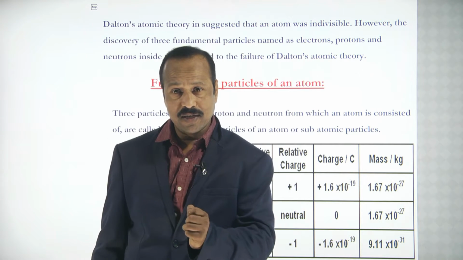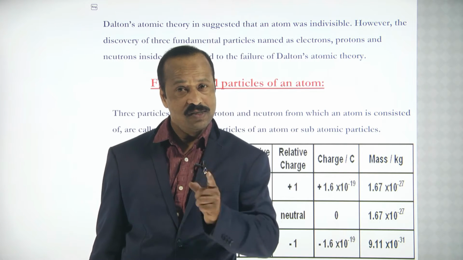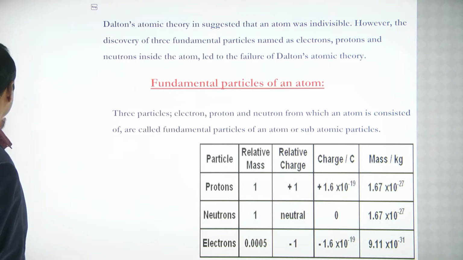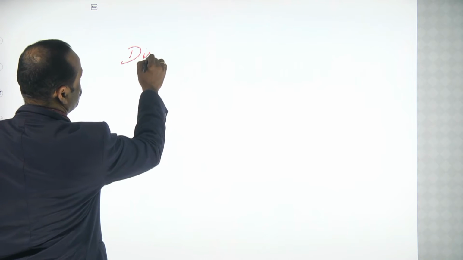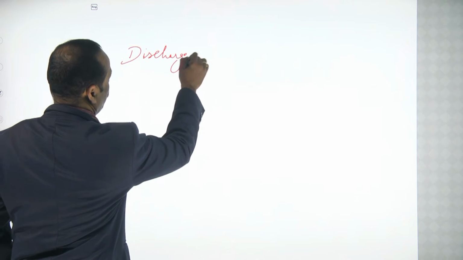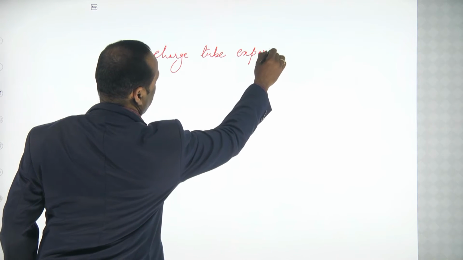Among these three particles, the first particle discovered was the electron, by J.J. Thompson. So, how did J.J. Thompson discover this electron? Students, J.J. Thompson discovered the electron by an experiment called the discharge tube experiment. Which experiment? Discharge tube experiment. What is this discharge tube experiment?